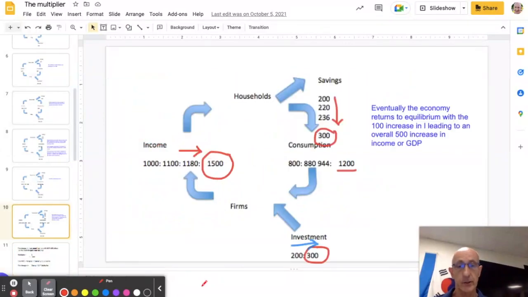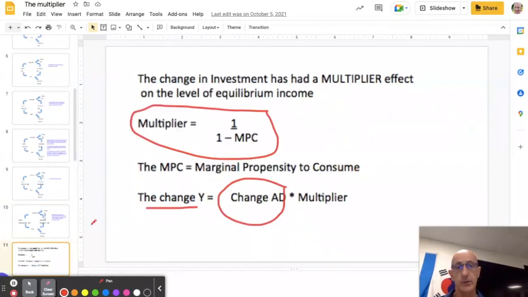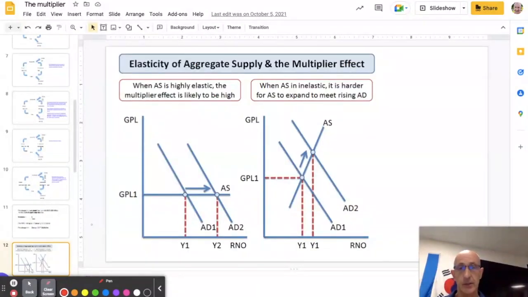And that's what we saw, didn't we, in the previous slide, that this change here of 100 led to an overall increase of 500. So once you get, if you want to show this using numbers, you don't have to keep going round and round. I was just trying to show you how the process works. You can jump straight to the final answer by using these equations. You'll be expected to do those calculations.